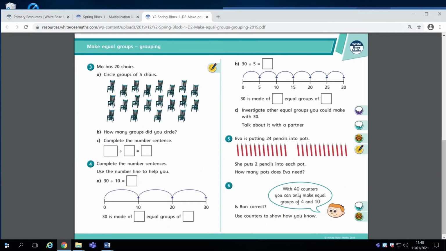So this is our silver challenge today, and again we'll go through the first one together. Very similar to bronze though. Mo has 20 chairs. Circle groups of 5 chairs. So if you've printed this off, then you can obviously circle them into groups of 5. If you haven't, I would go get 20 resources of anything you have at home and group them into 5. So it says B, how many groups did you circle? So how many groups have you got all together? And now you're going to complete the number sentence as well.